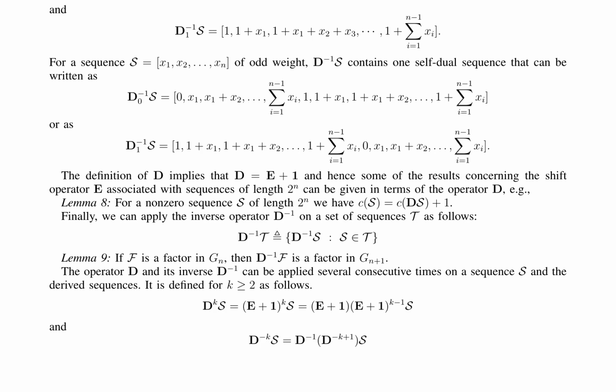Lemma 8 states that for a non-zero sequence S of length 2^n, C(S) equals C(dS) plus 1, highlighting the connection between the linear complexity of a sequence and its image under the dimorphism. Furthermore, lemma 9 shows that if f is a factor in G_n, then d^-1 f is a factor in G_(n+1). The authors also define the application of the dimorphism and its inverse multiple times, denoted as d^k and d^-k, respectively, which can be used to generate new sequences from a given sequence S.